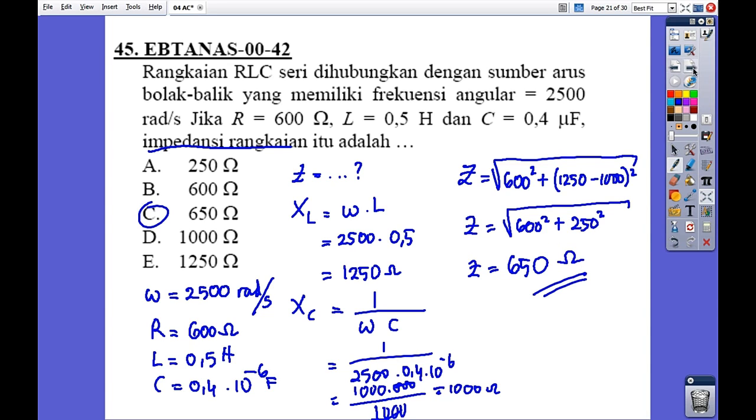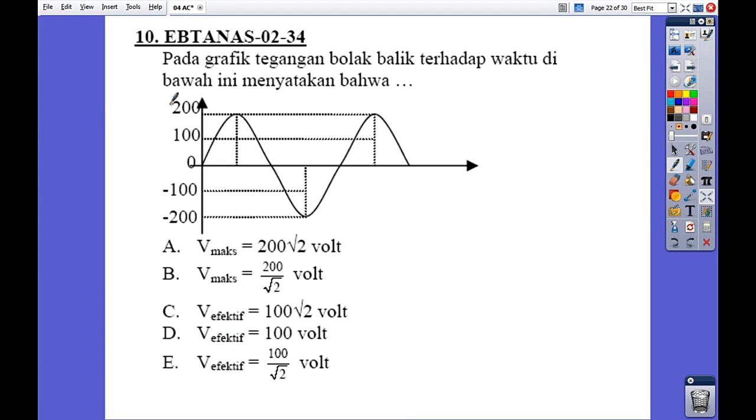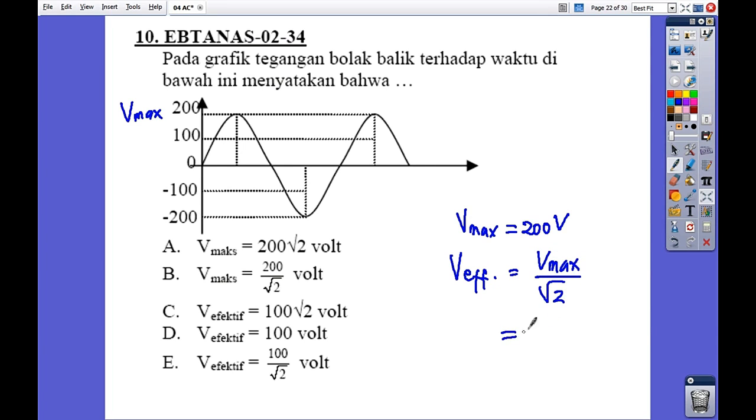Okay, and the last question. From the picture here, this is actually Vmax. Vmax is given as 200 volt. So V effective equals Vmax over square root of 2. Vmax 200 over square root of 2, times square root of 2 over square root of 2, we get 100 times square root of 2 volt.